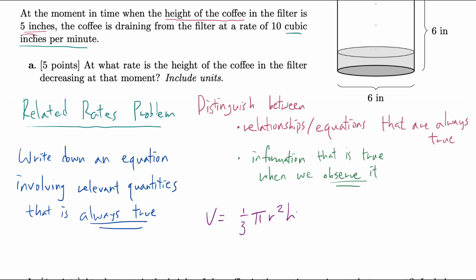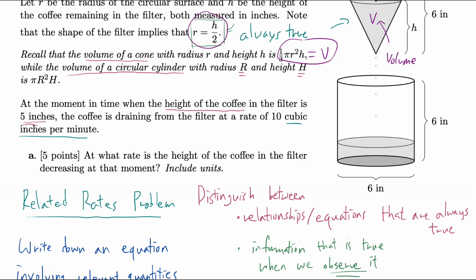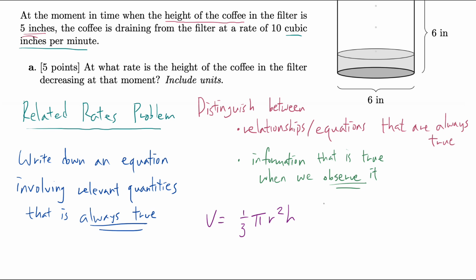In fact, you can do even better. As long as you write down an equation that's always true, you can simplify this as much as you want. For example, we know R equals H over 2 is always true. So why don't we just go back down? Since that's always true, we can also write this as 1/3 pi times H over 2 squared times H. Because, again, R is equal to H over 2 always. Now, a warning here: you might think, oh, I can simplify this even more because I know H, the height, is actually 5.